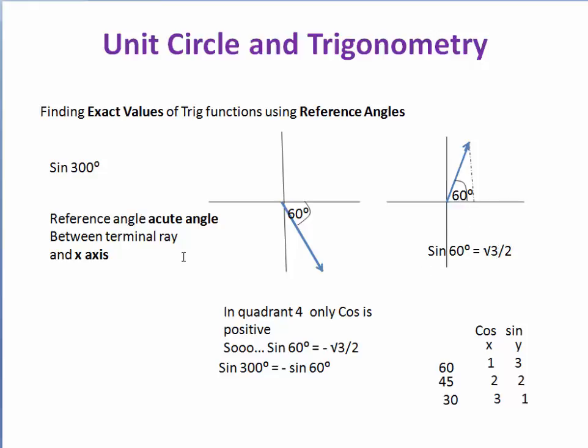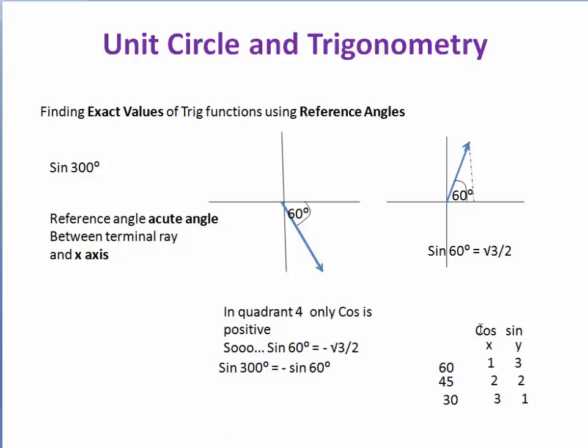So we want the sine of 300, which is the same as the sine of 60. And then look at the quadrant and what is positive and what is negative. So the sine of 300, and we know that in here only cosine is positive, so the sine is negative. So sine 300 degrees is minus the sine of 60 degrees.